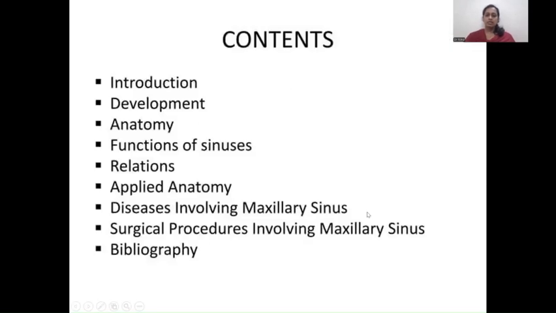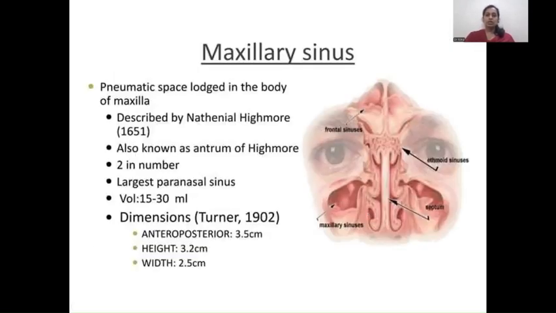Basically, the maxillary sinus is a pneumatic space lodged in the body of the maxilla, and it was first described by Nathaniel Highmore, also known as the antrum of Highmore. It is a pair, two in number, and it is the largest paranasal sinus. The other sinuses are the frontal sinus, ethmoid sinus, and sphenoid sinus. The maxillary sinus volume is nearly 15 to 30 ml, and its dimensions are 3.5 centimeter anteroposteriorly, height 3.2 centimeter, and width 2.5 centimeter.